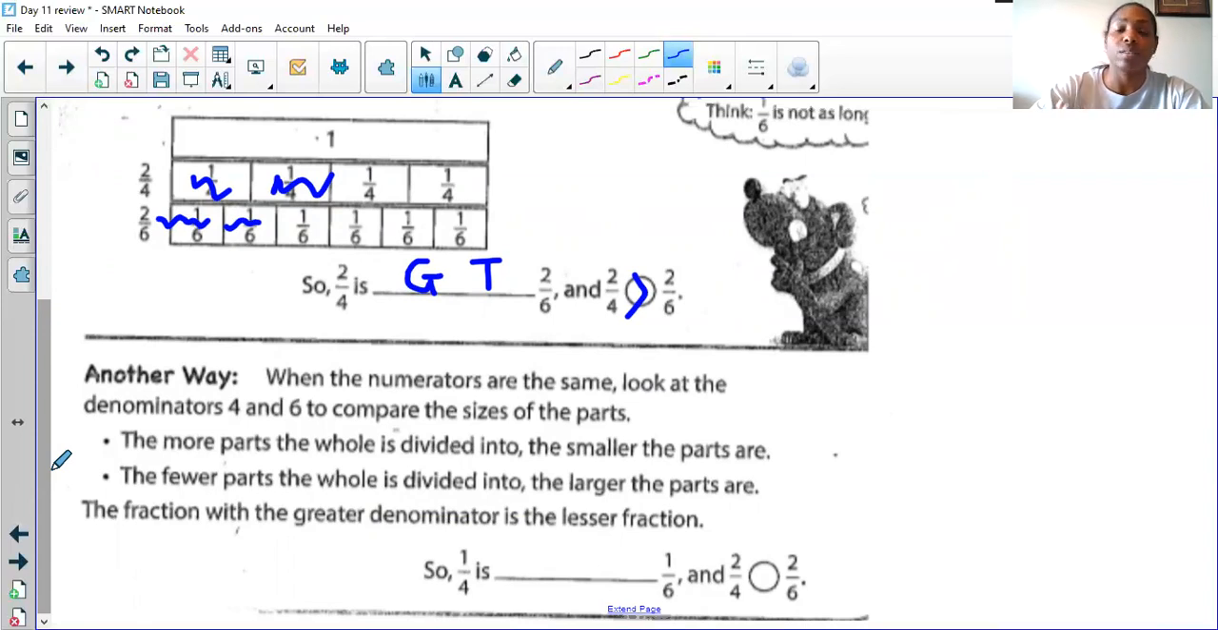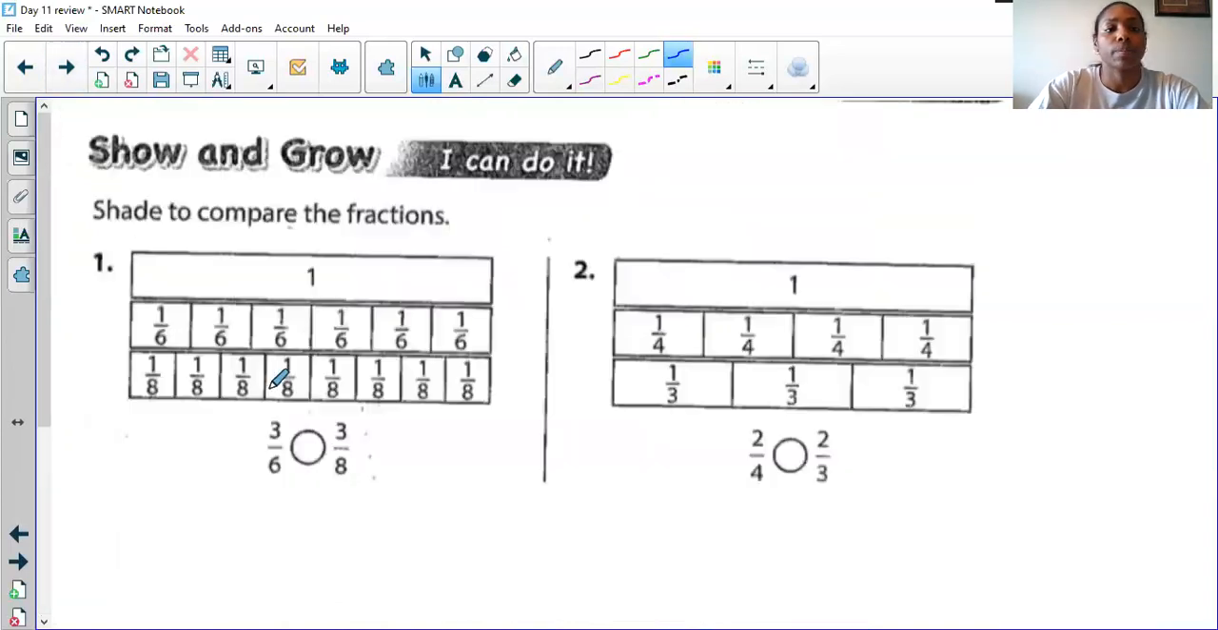So in class, I've taught this to you before. The greater the denominator, the smaller the fraction. Very good. So 1/4 and 1/6. 1/4 is going to be greater than 1/6, because if we look back up here at the top, you'll see that 1/6 are smaller than the 1/4. So that's why our answer is 2/4 is going to be greater than 2/6.